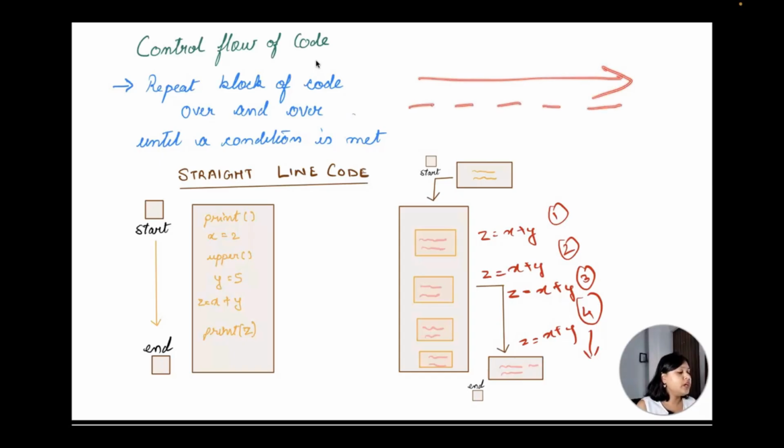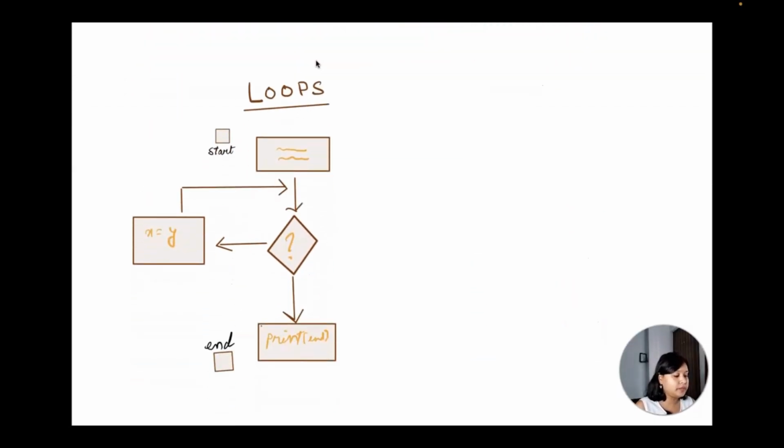So therefore, we got a concept. If we have to repeat the same piece of code again and again, I don't need to do it in this way. This is not the right way to do it. What I can do is use a loop. So let's understand now what a loop is and how we can achieve it.